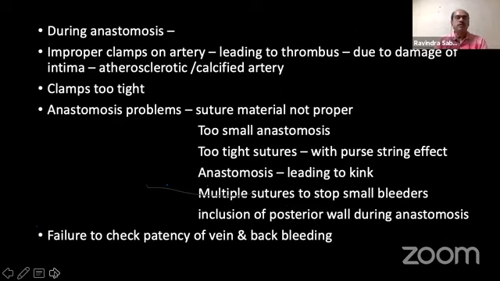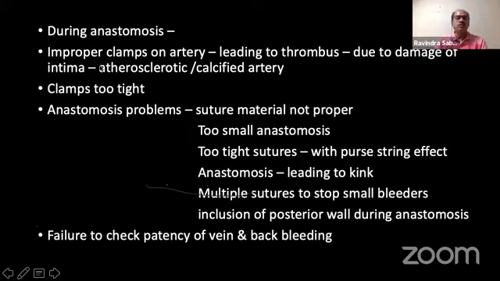So that is the reason of dissection. Now, when you are doing anastomosis, there are some technical problems which can come, and there can be technical reasons for failure. So reasons for failure of intraop can be reasons of dissection, and there can be reasons during anastomosis. Now, what are those reasons during anastomosis?